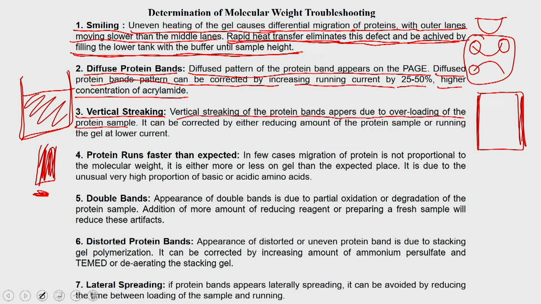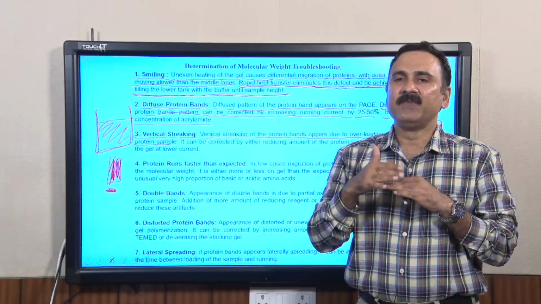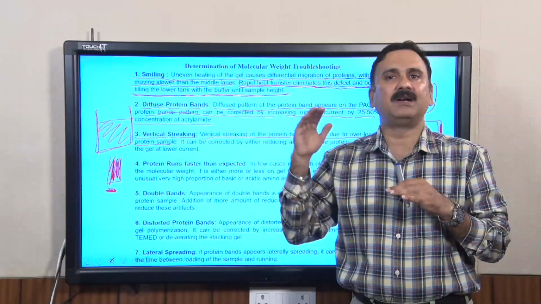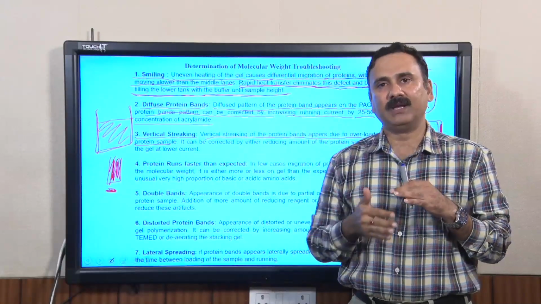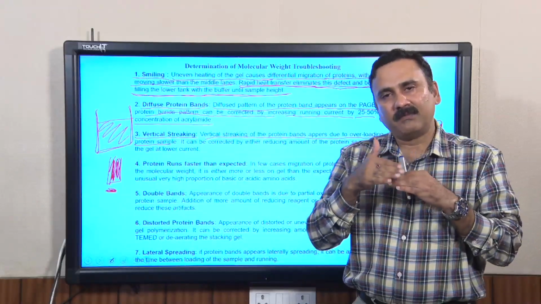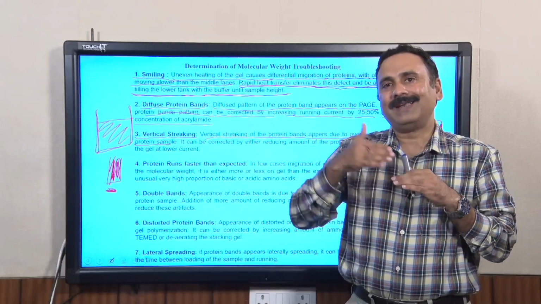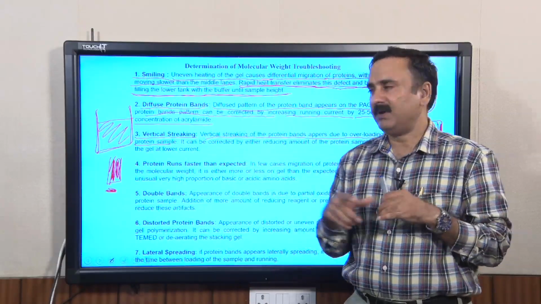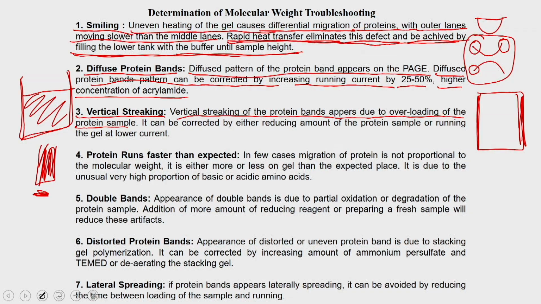If you remember, in the previous lecture we discussed that when you load a sample, it has to be stacked properly. But if you load a large quantity of the protein, before the last molecule of the protein is stacked, the first molecule will start migrating or resolving, and because of that some molecules are going to run slightly ahead of all the other molecules, and you are going to have a vertical streak.